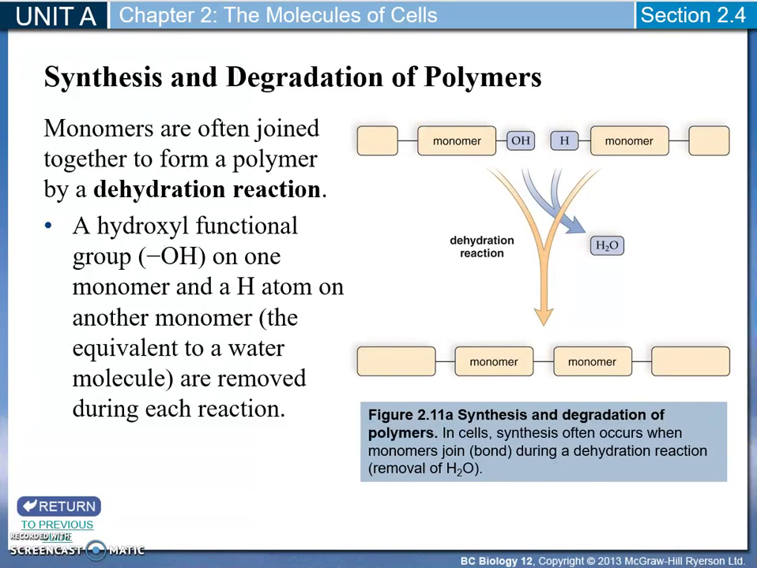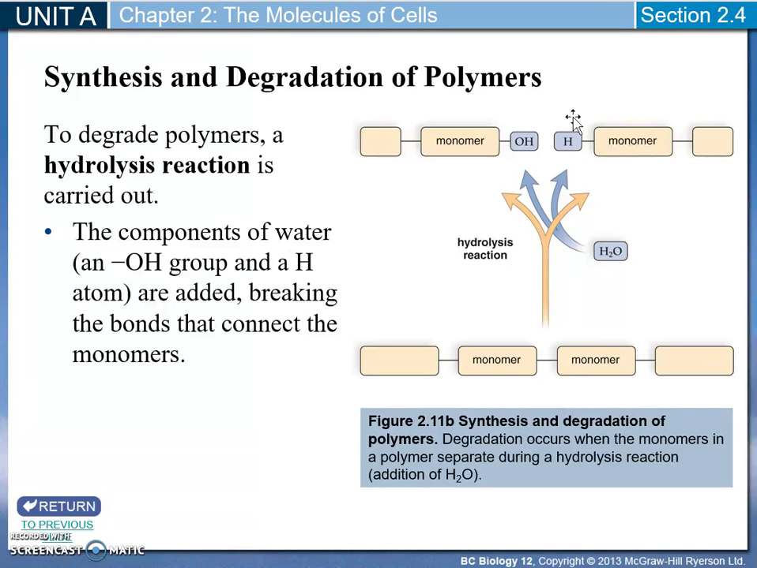So then we have the process of the synthesis and degradation of polymers. Monomers are often joined together to form a polymer by what's referred to as a dehydration reaction. This is where you have a hydroxyl functional group on one monomer and a hydrogen atom on another monomer, which you can see right here. I'll just circle that for you. So the hydroxyl on one and the hydrogen on another combine to form H2O, and then the two monomers join together to form a polymer.